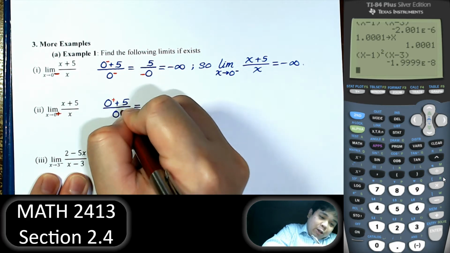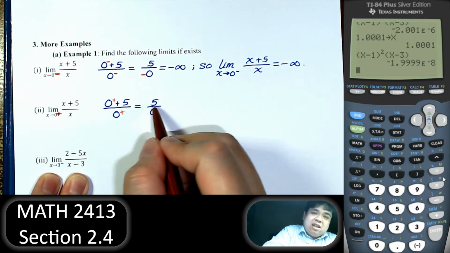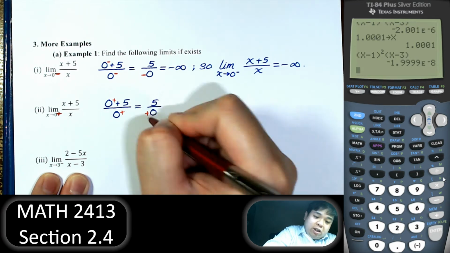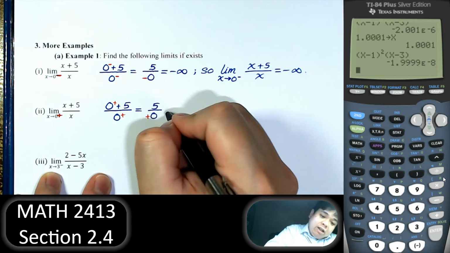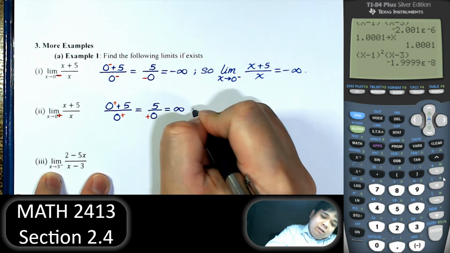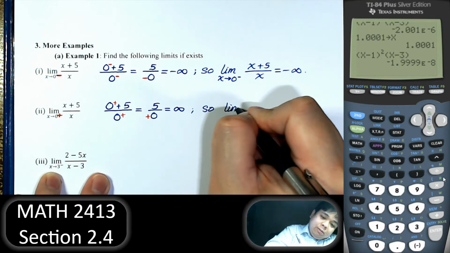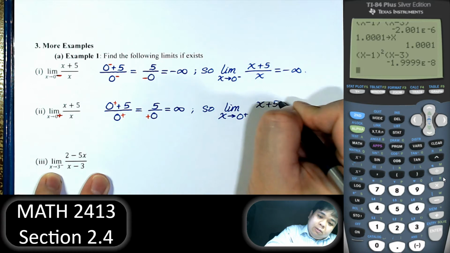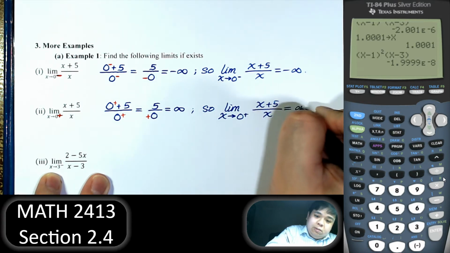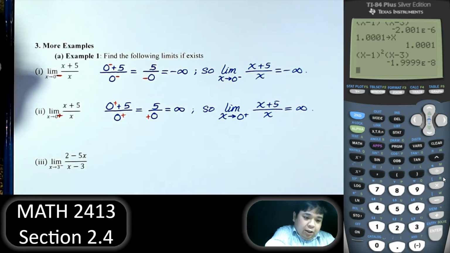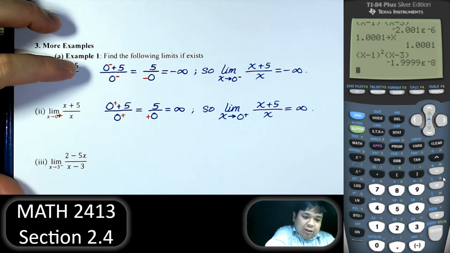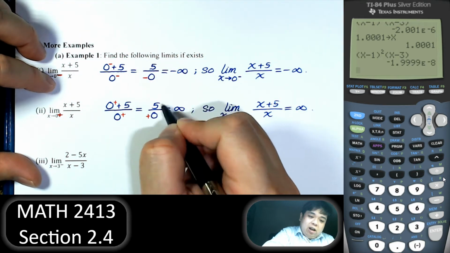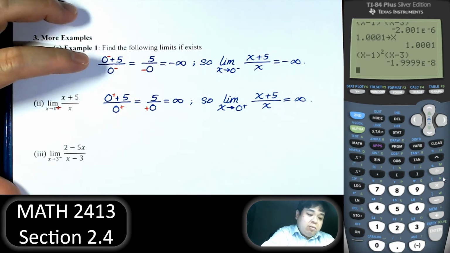So if we use that, of course, at the top still 5, but the bottom, if it's on the right side, it's going to be positive. And positive divided by positive is positive. Like I said, you can write 0 with a plus sign from the right side and 0 with a negative sign from the left side if you want to.